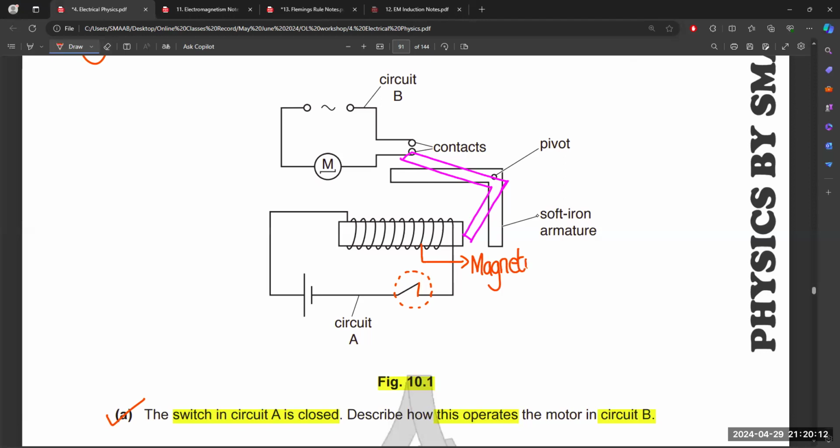It produces a magnetic field and the soft iron armature is magnetized, and this part is attracted towards this solenoid. When it is attracted towards the solenoid, due to rotation, the upper part also connects with the contact. When these contacts are in contact with each other, it completes the circuit and the motor starts to operate. So this is the simple mechanism.